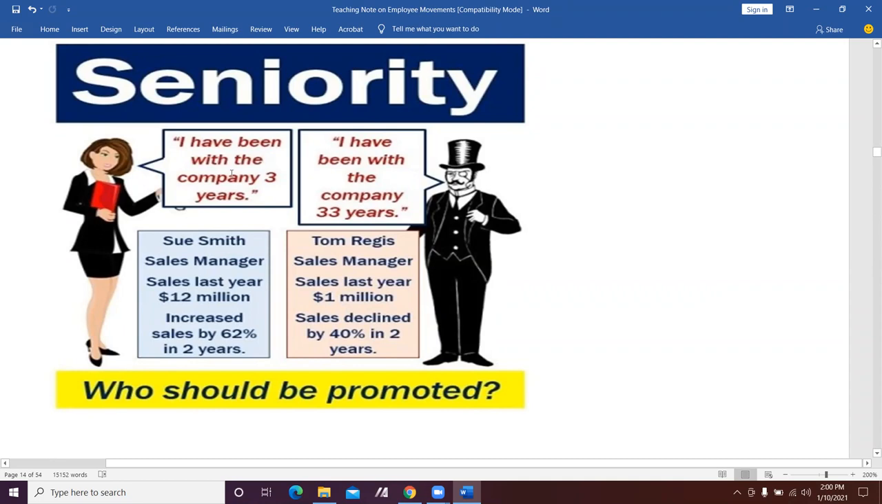Some companies give 30% for seniority out of 100, then 70 marks for merit. Then if that is the policy, then definitely this lady is going to be promoted. This female employee is going to be promoted, not this one. So normally many private companies who are facing severe competition are highly concerned with merit. So therefore, for such organizations, it is more likely that this female sales manager is going to be promoted.